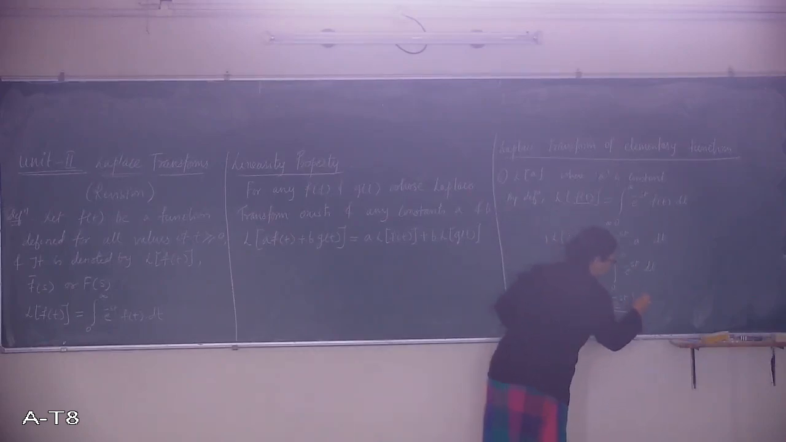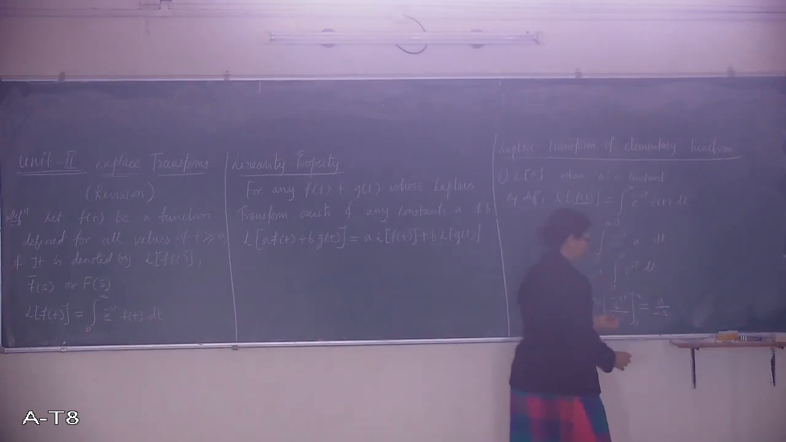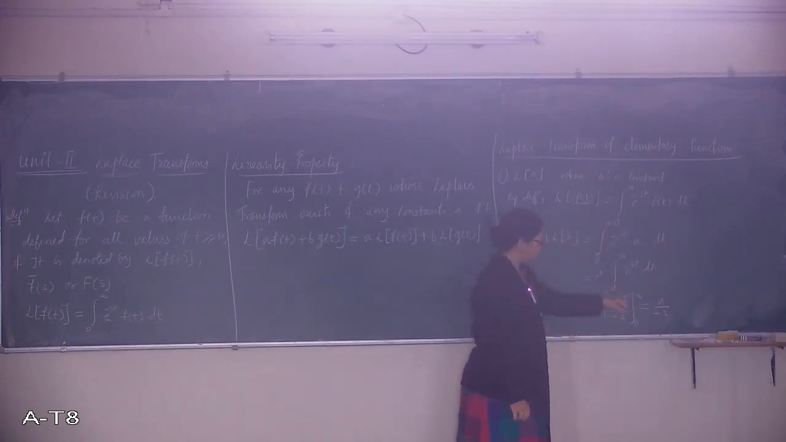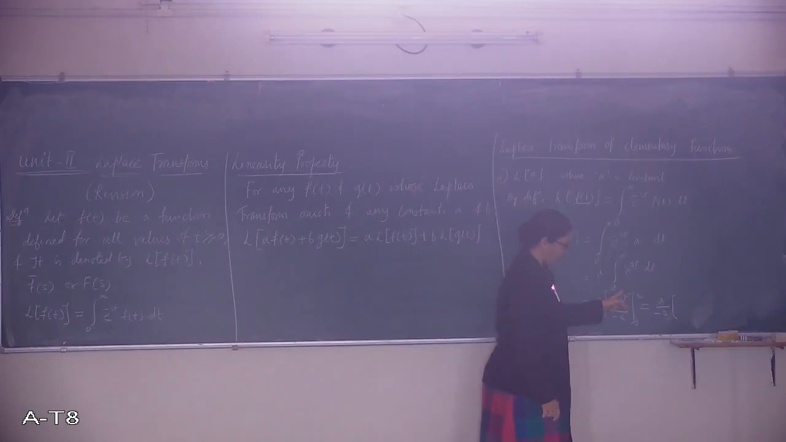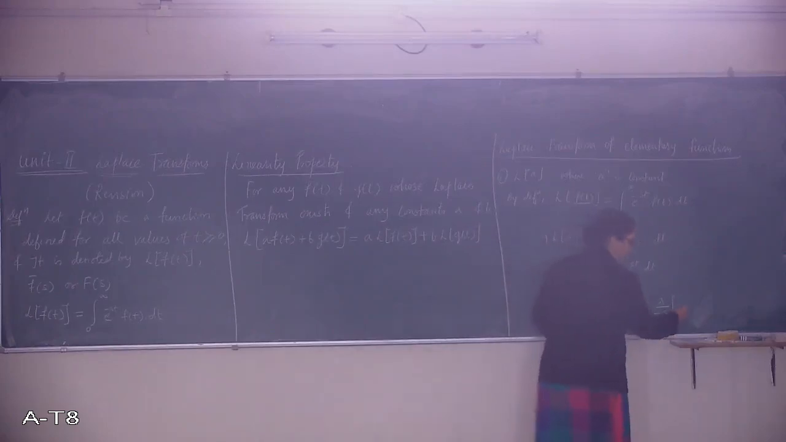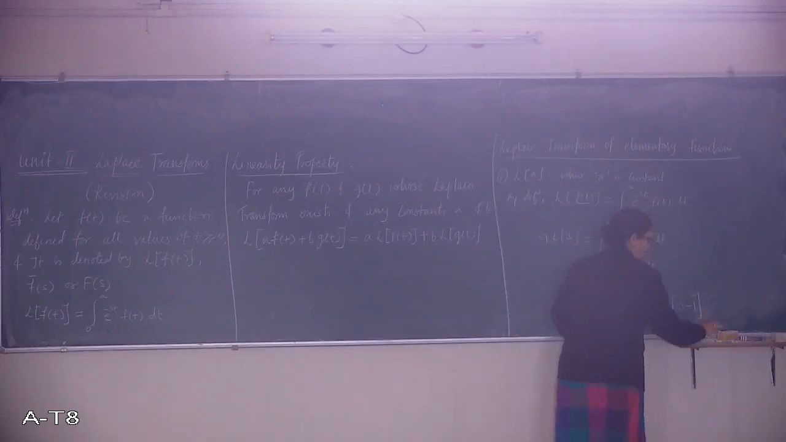Apply the limit 0 to infinity. When you simplify this, I take a upon minus s out common, and apply the limit only to the function which contains t, that is e to the power minus st. When t is replaced by infinity, e to the power minus infinity is 0, minus the lower limit, e to the power 0, which is 1. Minus into minus becomes plus, so the answer is a by s.